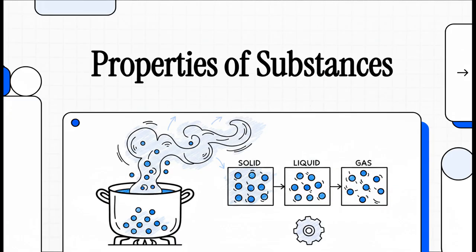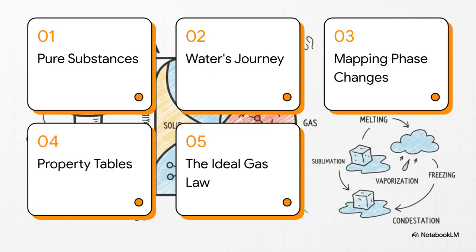Okay, let's get into it. So here's the game plan. We'll kick things off with a definition of a pure substance that might actually surprise you. Then we'll trace water's epic transformation from a liquid into steam. After that, we'll see how to actually map this journey on a diagram, learn how to read the engineer's secret weapon, the property tables, and finally, we'll look at a super useful shortcut called the ideal gas law.